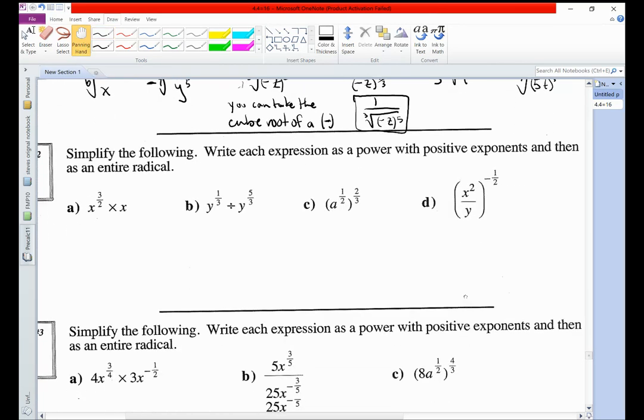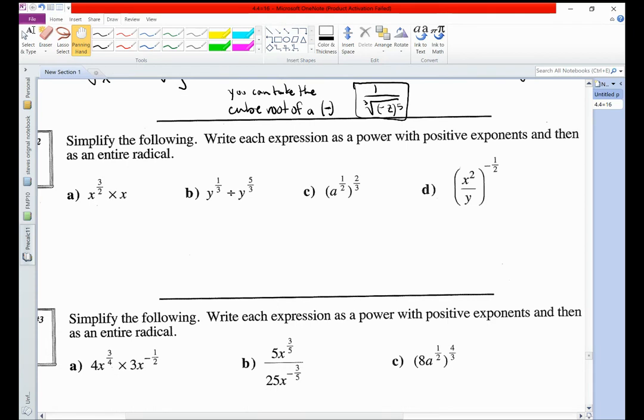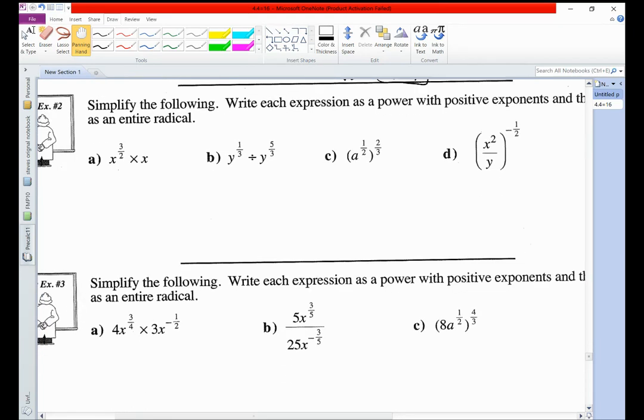Now we're going to bring in some of the exponent laws into the mix, but don't be scared. You totally got this. So we have x to the power of 3 over 2 multiplied by x. So you can think of that as x to the power of 1 or x to the power of 2 over 2.